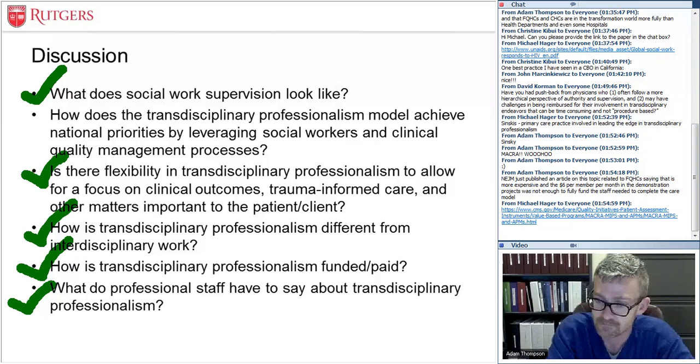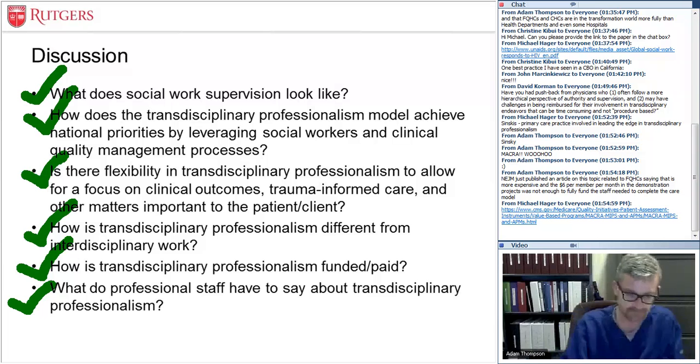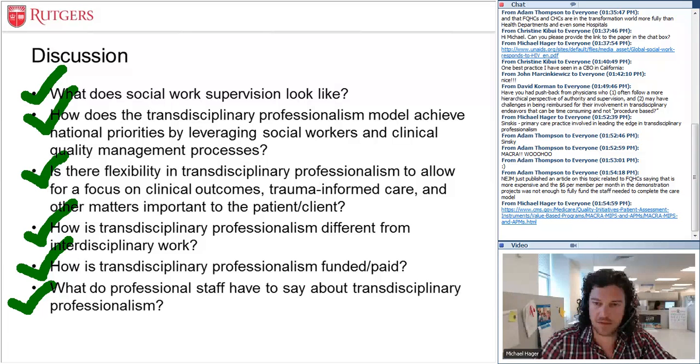So we have about 4 minutes left. I have just one question. Are there any examples that you know of where a transdisciplinary model is being used and could inform other systems that want to move in this direction?